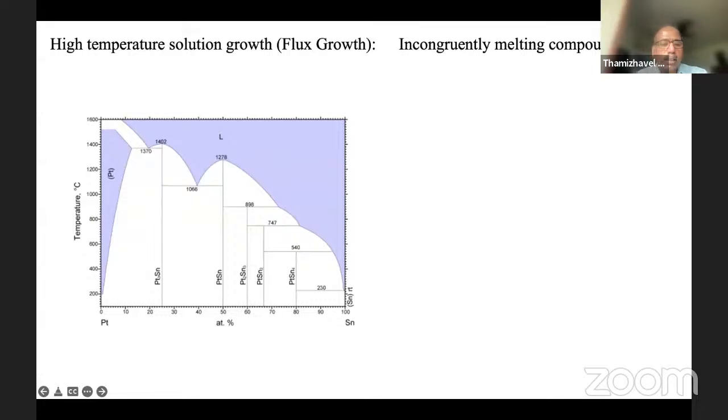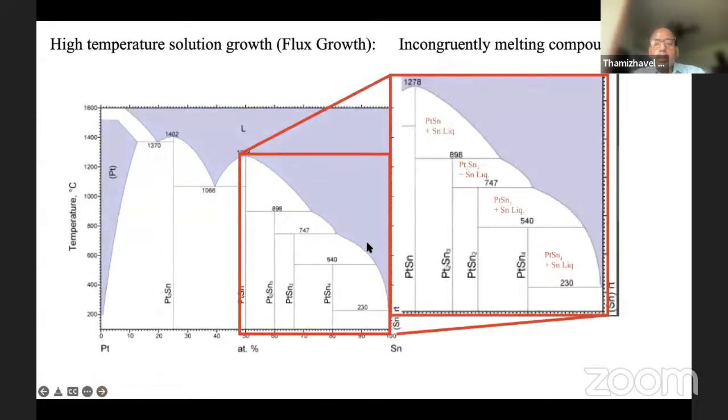So you can see that there are many phases of platinum tin on the tin rich side. You can see this platinum tin 4 is here, and platinum tin 2 is here, platinum 2 tin 3, and platinum tin. So this platinum tin is congruently melting. Of course, you can also grow these single crystals by using excess tin as a flux, but the growth has to be stopped at around 900 degrees centigrade. So if you want to grow these single crystals of platinum tin, you can take platinum and the tin rich side, and you can stop the growth at around 900 degrees centigrade.